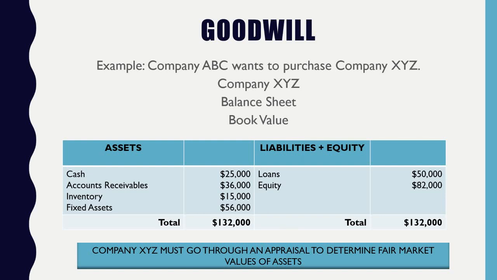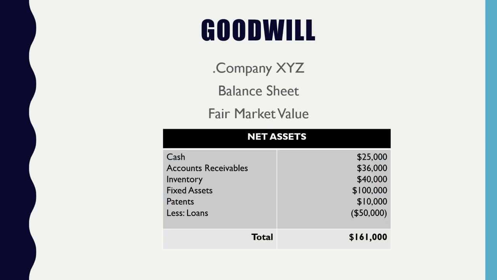Now, when you're going through buying a business, you have to go through an appraisal to find out the actual fair market value for this business. So you're going to determine the fair market value. In this case, cash can't be devalued or add value, because cash is cash, right? If you have $25,000 in the bank, it's still going to be $25,000 in the bank. Accounts receivable is the money that customers owe you, right? If they owe you $36,000, it's not going to change. So it's still going to be $36,000.